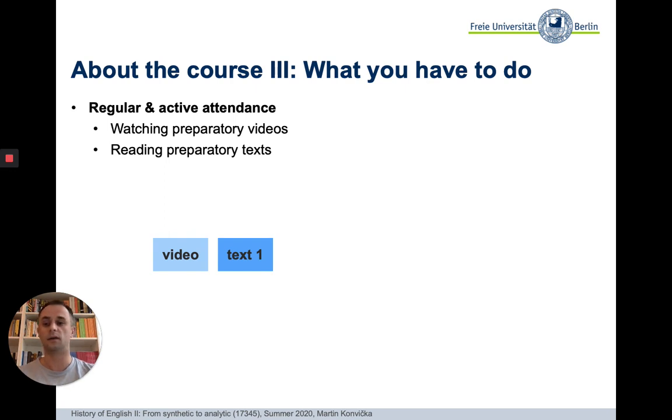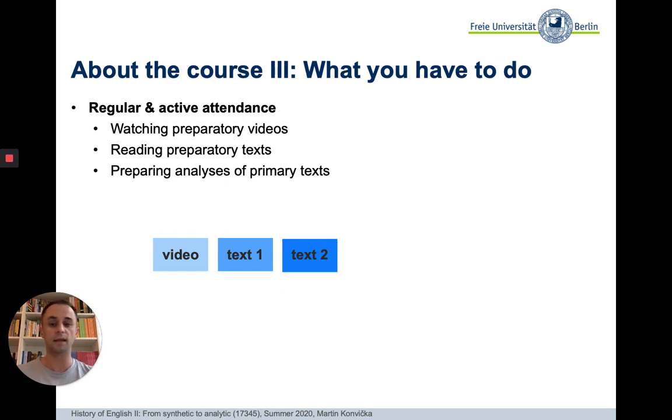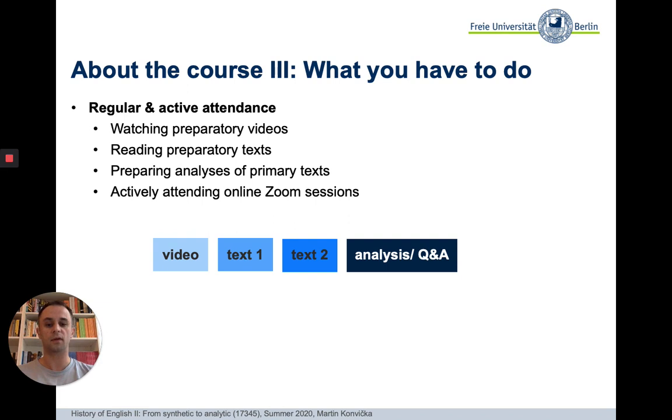Then you will also have to read preparatory texts. You will also have to prepare an analysis of primary texts, that is, a text written in a variety of English that we're going to discuss. That will be a text written in Old English, a text written in Middle English, a text written in Early Modern English, and so on. This analysis will then be at the core of our Zoom online sessions that will take place weekly.